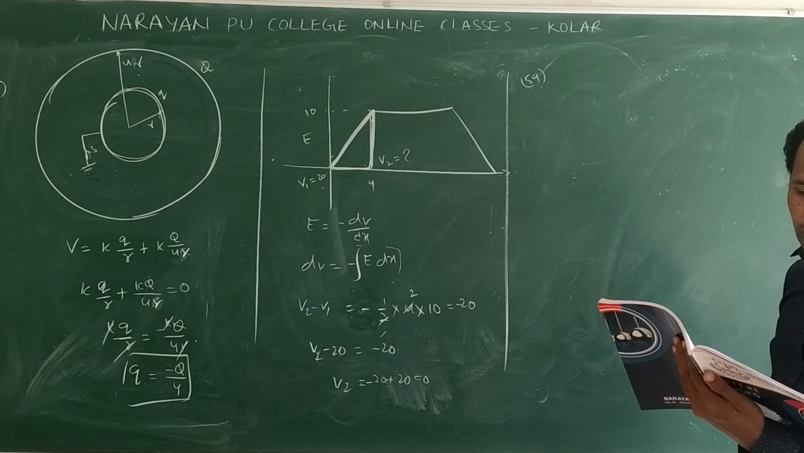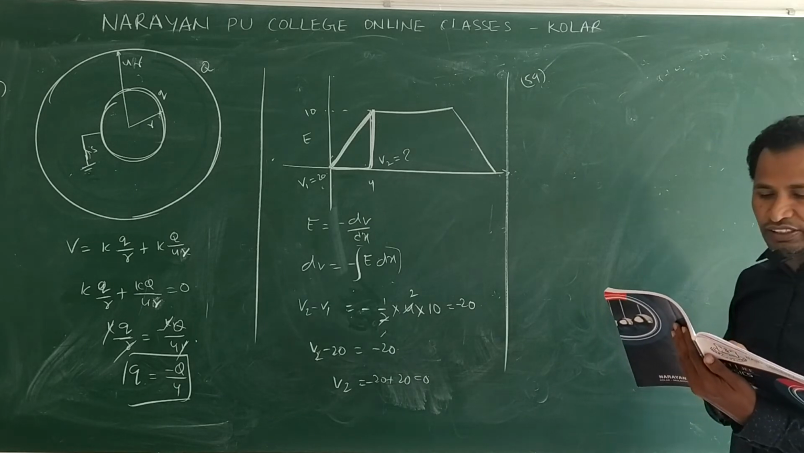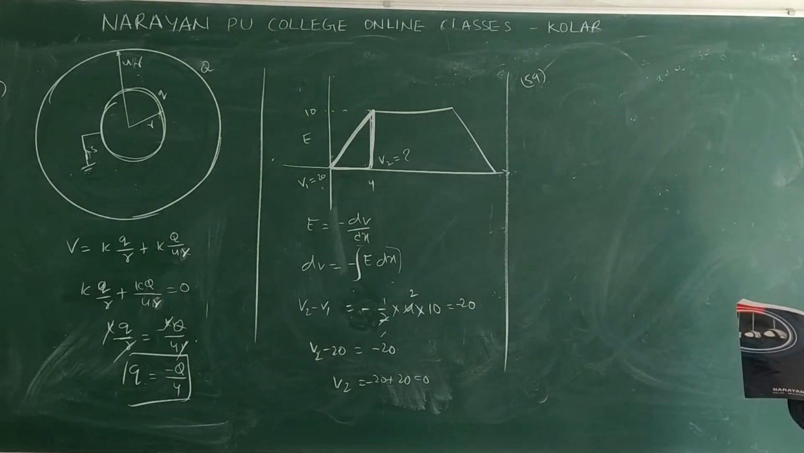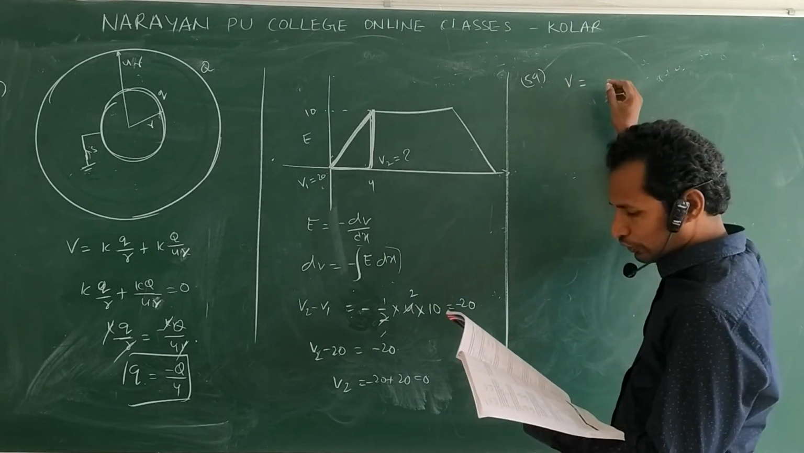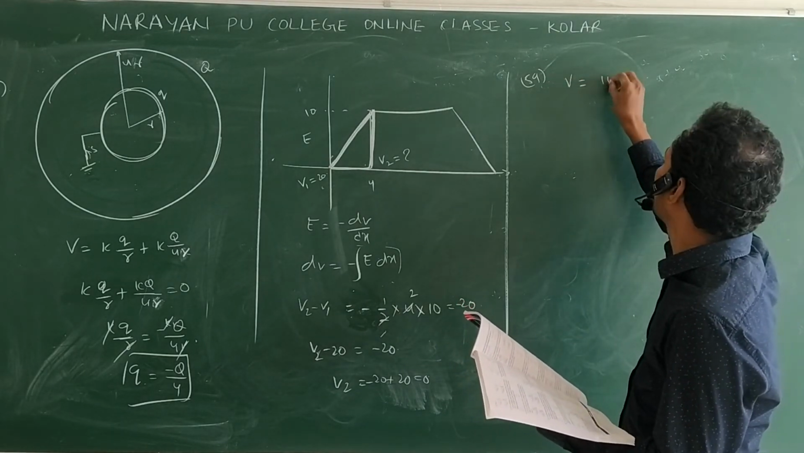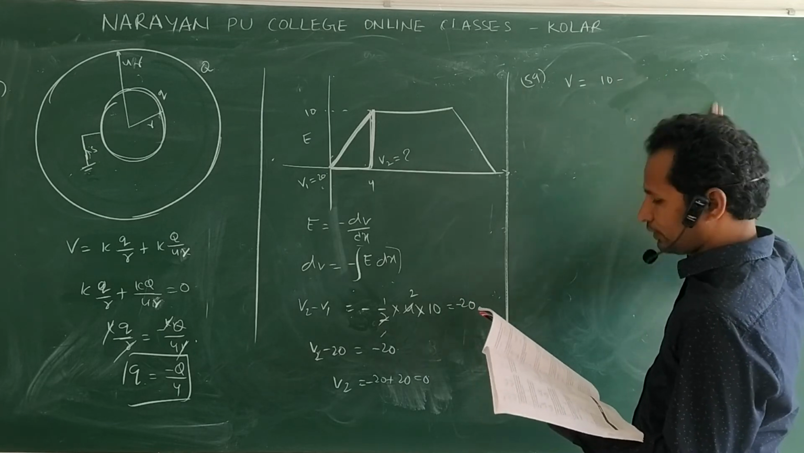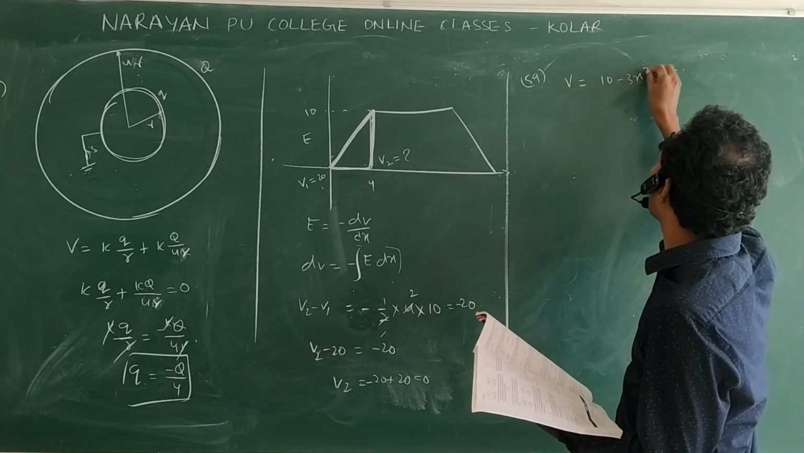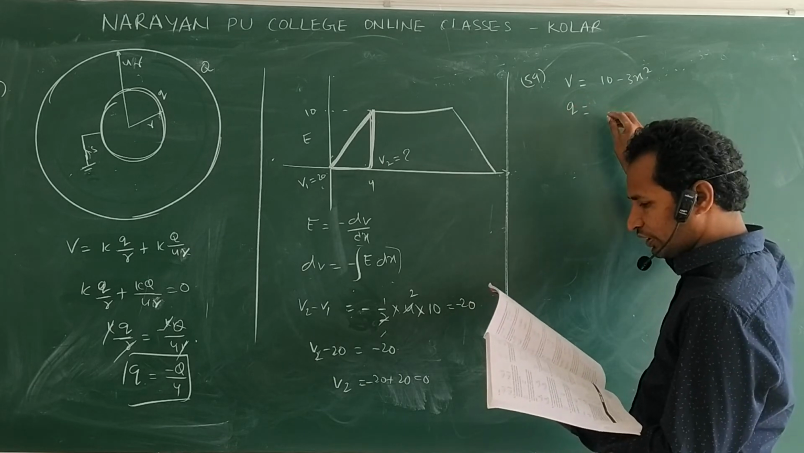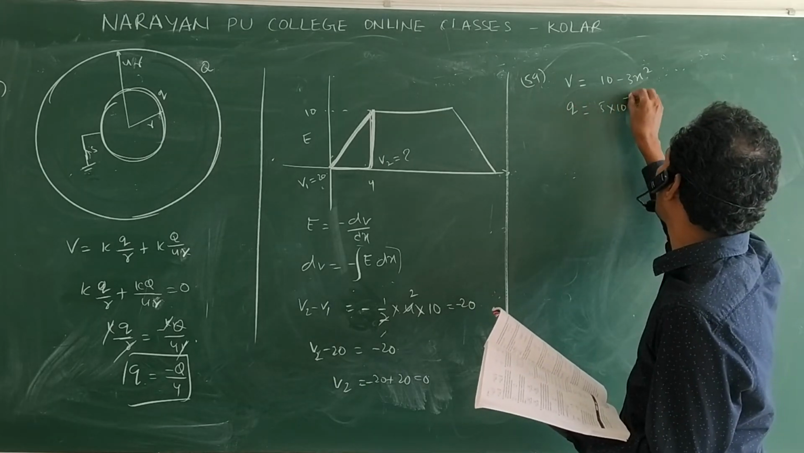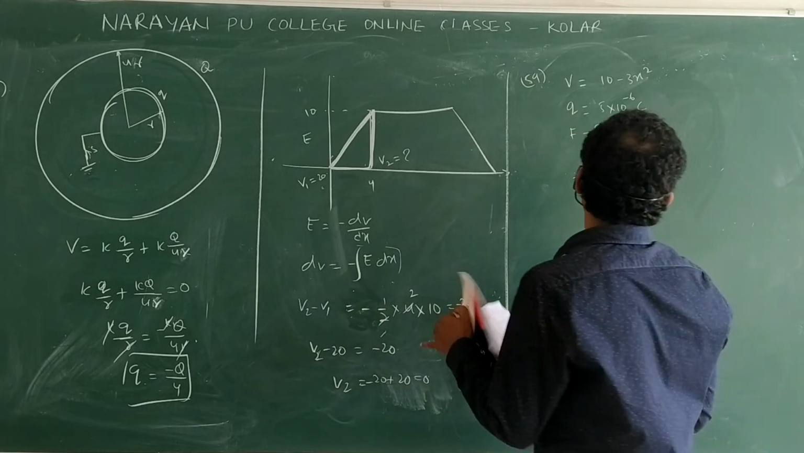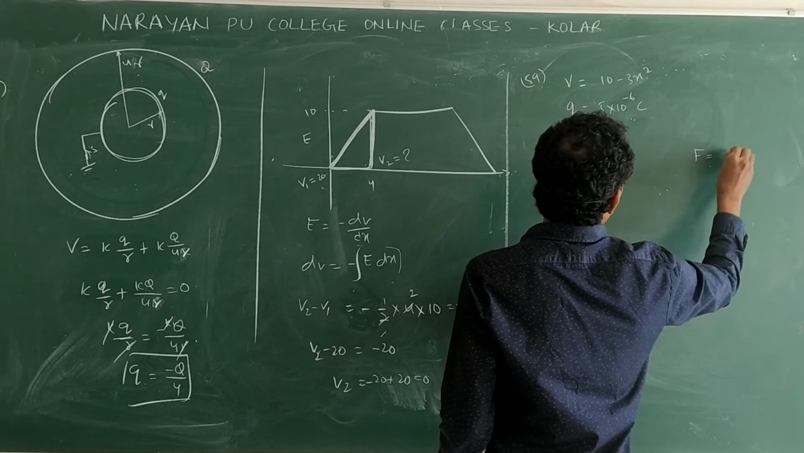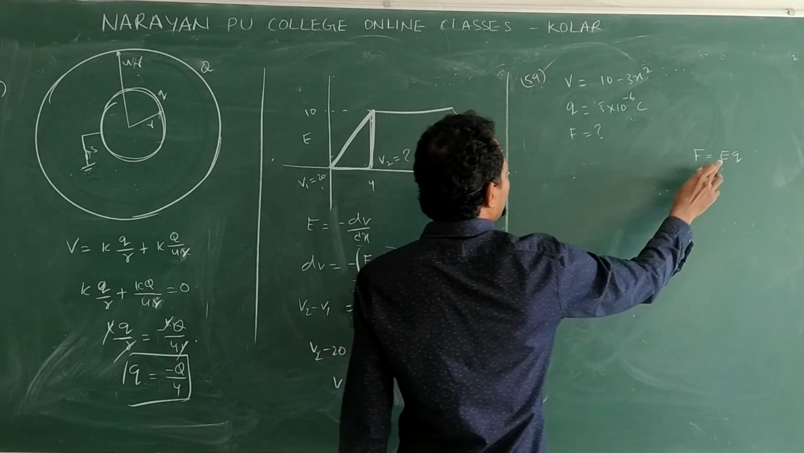The electric potential varies as V is equal to 10 minus 3x square, where V is in volt and x is in meter. The force experienced by the charge of 5 microcoulomb is asked. V is given as 10 minus 3x square. The charge given is Q equal to 5 into 10 power minus 6 coulomb. They are asking the force. What is the force formula? F is equal to EQ. But we need to know the E value.